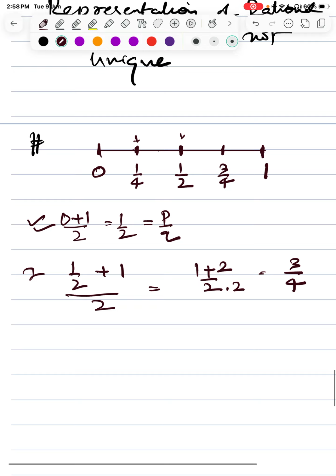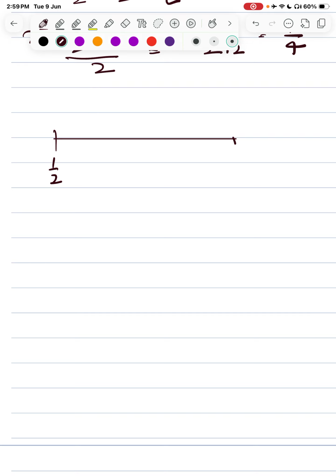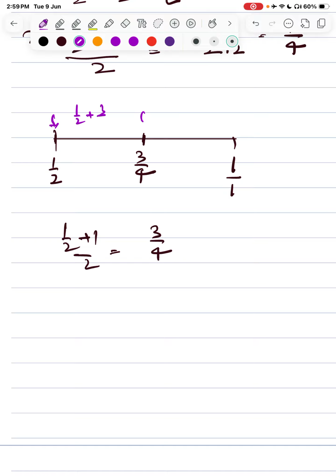Is it true? Because just keep on doing this. Just take two rational numbers. Suppose I'm taking 1 by 2 and 1. So these two are rational numbers, right? Just take the middle of it. So this is the middle of 1 and 1 by 2, that is 1 by 2 plus 1 by 2, so it is 3 by 4. Now take the middle of this number and this, that is 1 by 2 plus 3 by 4 by 2. So this is again the middle.